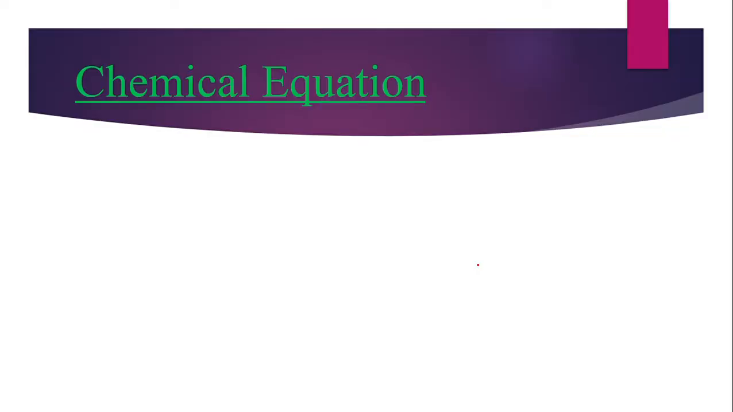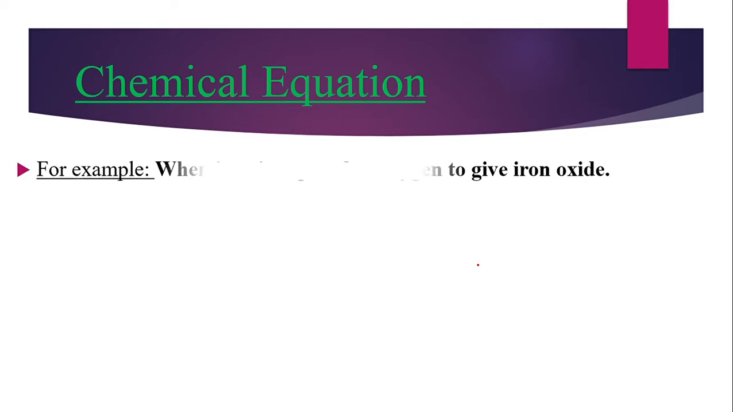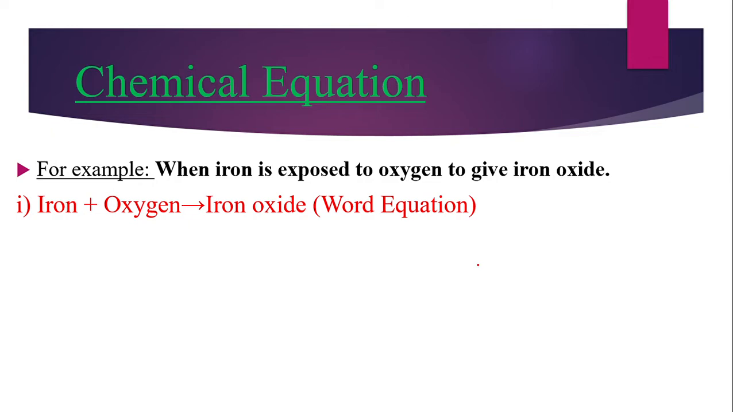Now we have to see the example. See students, when iron is exposed to oxygen to give iron oxide, right? So this example we have. Now we know the word equation, which is iron plus oxygen gives iron oxide. So this is our word equation.